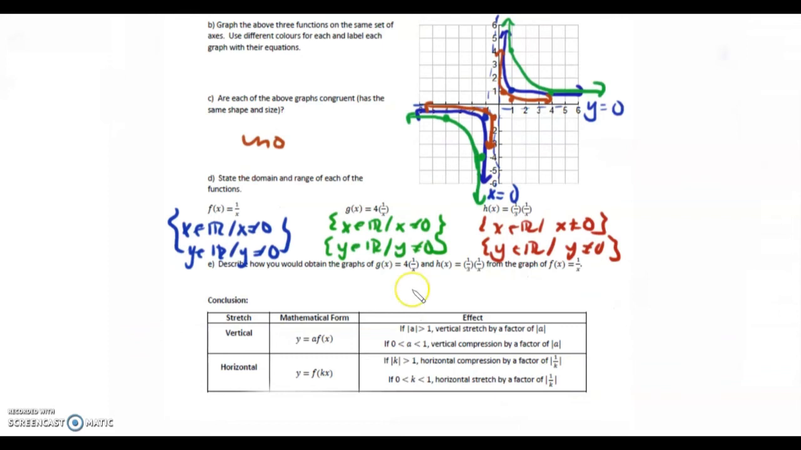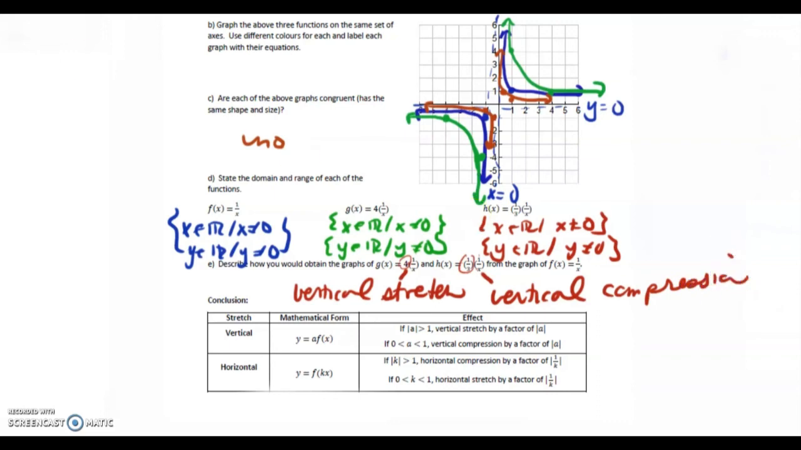So if we looked at this, I always quote this as a vertical transformation, because I take the 4 out of the 1 over x, or I take the 1/3 out of the 1 over x. In regards to the 4, if we took a look at the green function, it's getting further away from the x-axis faster. So that's a vertical stretch. And if we took a look at the red, that's getting closer to the x-axis, and the y-axis. So that's a vertical compression.